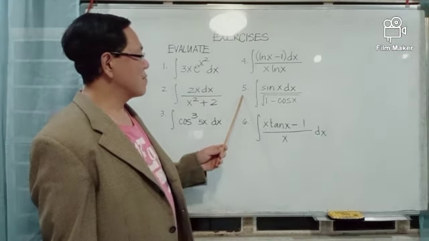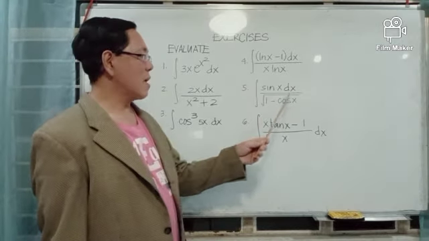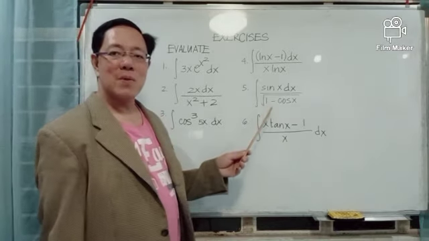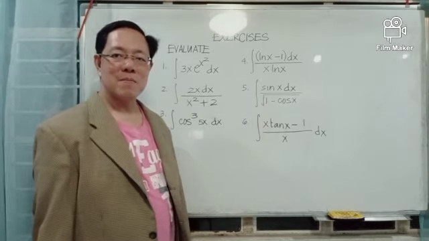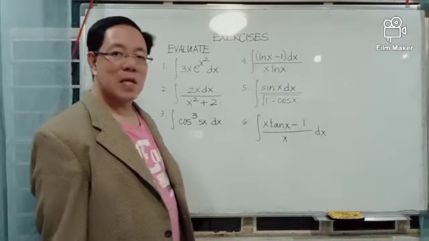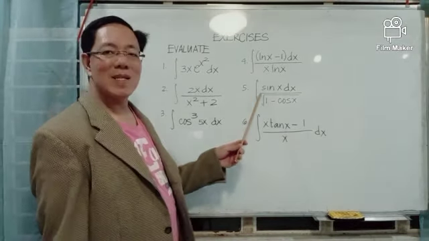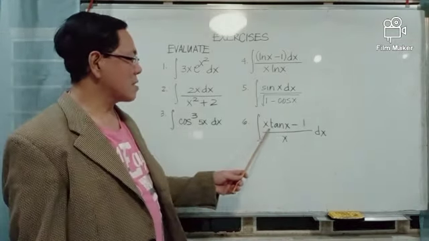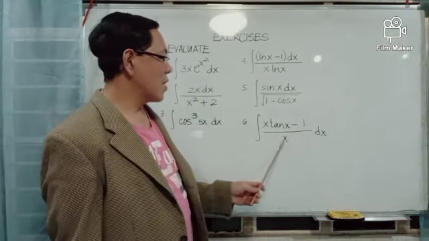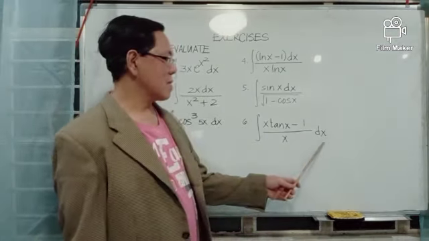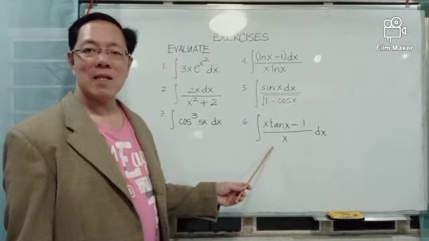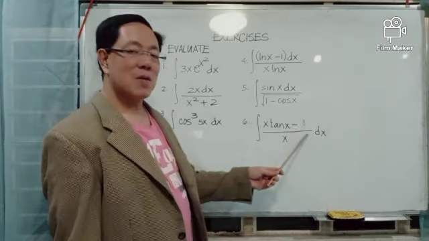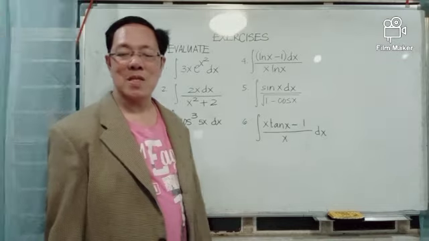Number 5, we have the integral of sine x dx over the root of 1 minus cosine x. In number 5, you have to use a substitution. Use an expression whose derivative is also in the given integrand. In number 6, we have the integral of (x tangent x minus 1) all over x, and you integrate with respect to x. To transform this into an integral that can be integrated using one of the integration rules, you divide each term of the numerator by x, and you proceed from there.